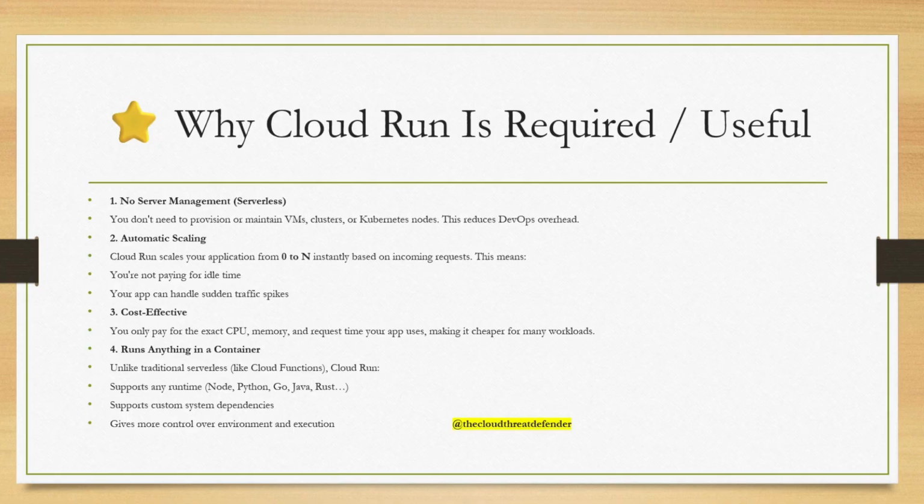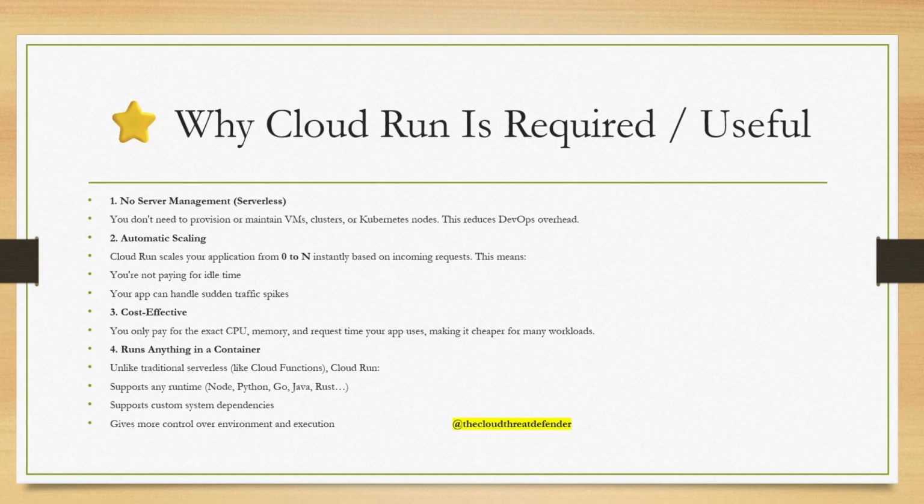Second thing, automatic scaling. Scaling is very important if you are running something in a production environment. Sometimes we face an unexpected load on the website. At that moment, the site is down, or due to the heavy load, its response is very slow, which causes a lot of issues. Cloud Run resolves this because it uses automatic scaling.